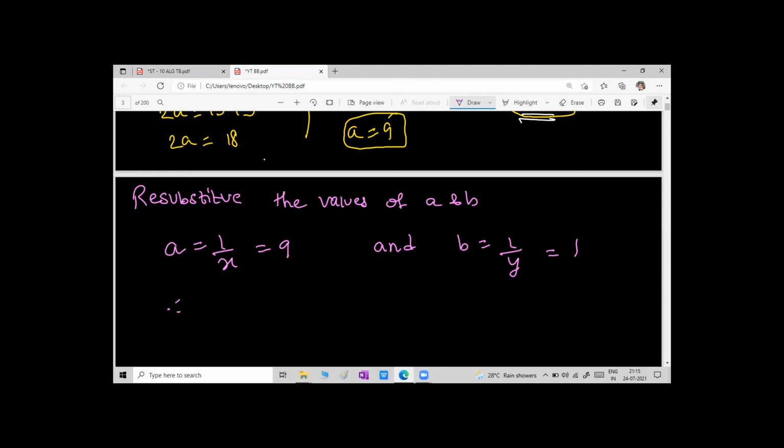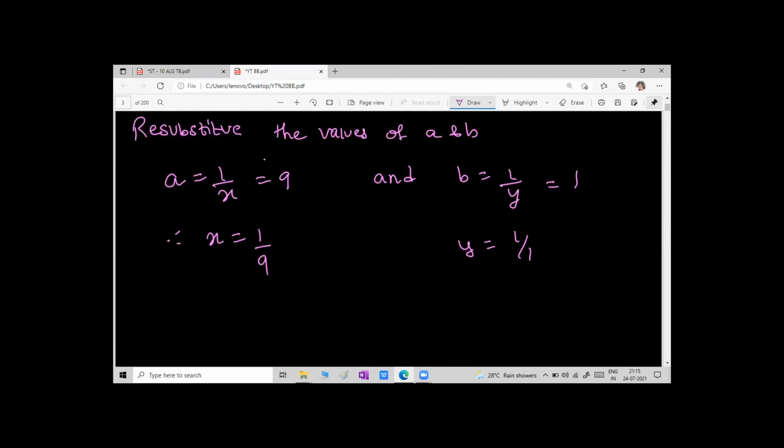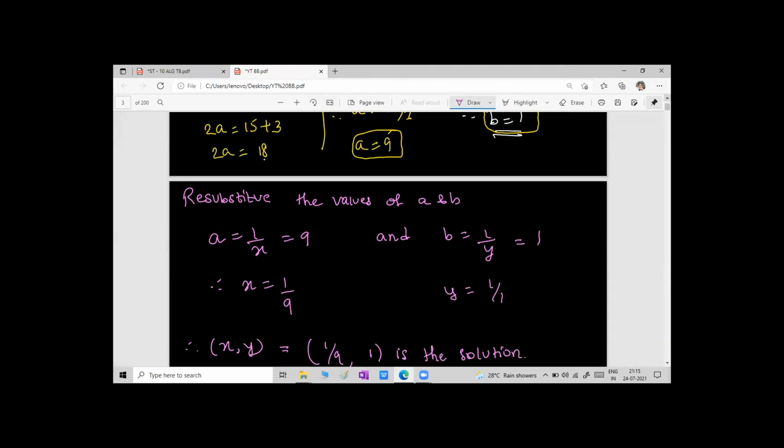Solve it. x is equal to 1 upon 9. What will y be? y is equal to 1 upon 1. Therefore, what are the values of x and y? Therefore, x comma y is equal to 1 upon 9 and 1 is the solution. I hope I am very clear, students. You all can just refer.